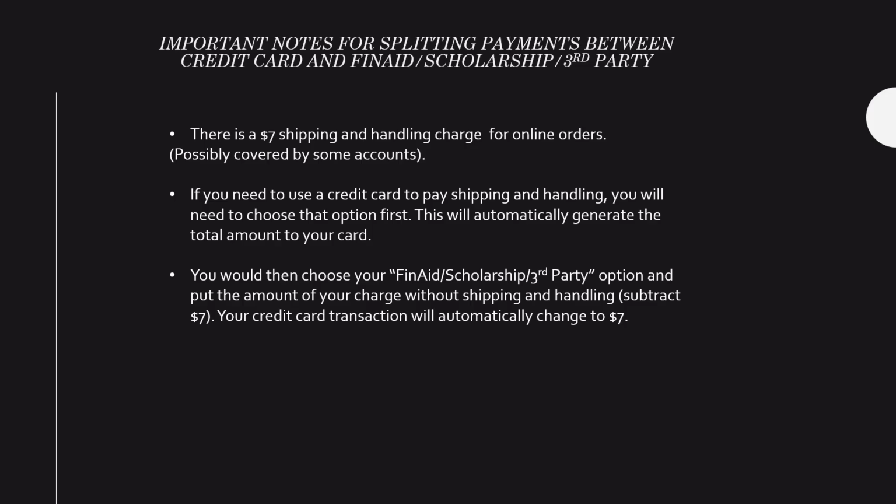Okay, so a couple important notes for splitting payments between a credit card and financial aid, scholarship, or third party. First off, there is a $7 shipping and handling charge for online orders, and it is possibly covered by some accounts, but not all. So if you need to use a credit card to pay for shipping and handling, you will need to choose that option first. This will automatically generate the total amount to your card. You would then choose your financial aid, scholarship, or third-party option and put the amount of your charge without the shipping and handling, so you would subtract that $7. And then your credit card transaction will automatically change to $7. After that, you'll want to review your order and then complete it, and then move on to the verification step.